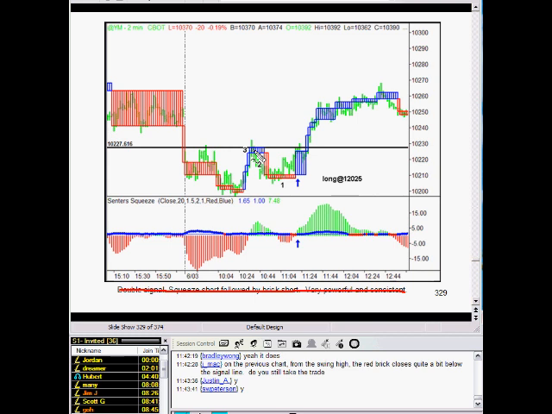Do you trail your stop 3 bricks back? No, I use a 10-point stop. 10 or 12 or 15-point stop. I use 10-point stops always. I'm very boring.